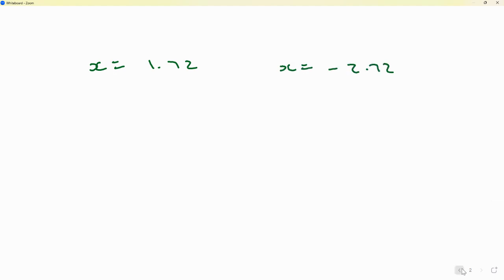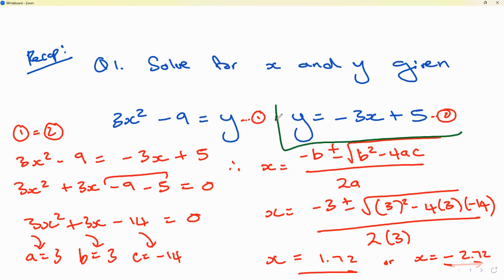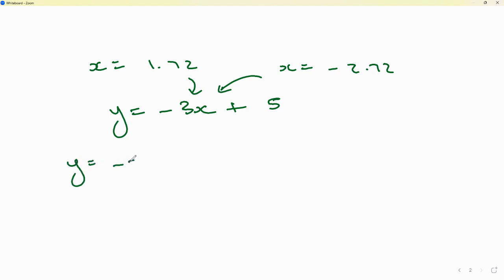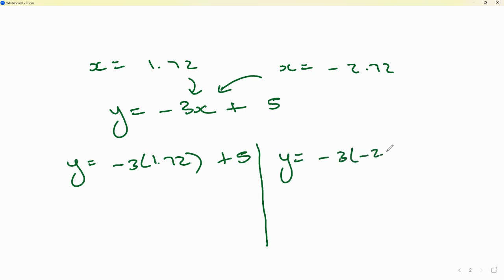2.72. And let's say I choose this equation because it's easier than using the squared, I could use either equation to get y. y equals negative 3x plus 5. And so we substitute x in there, getting each y value. So y will equal negative 3 times 1.72 plus 5. And y will equal negative 3 times negative 2.72 plus 5.